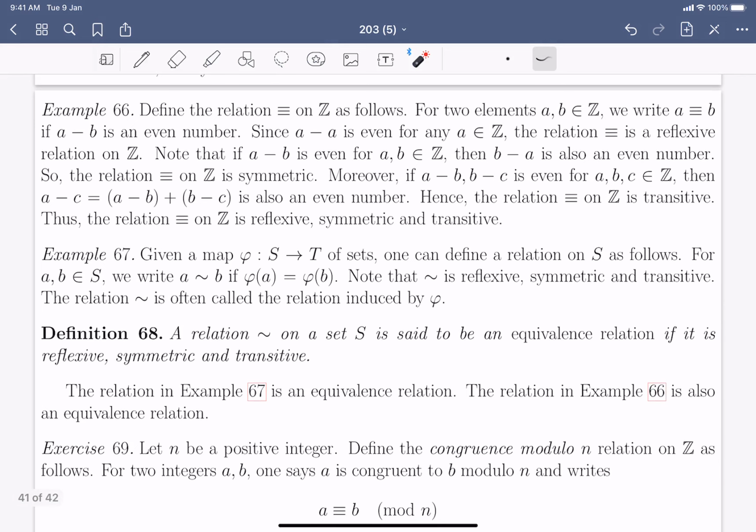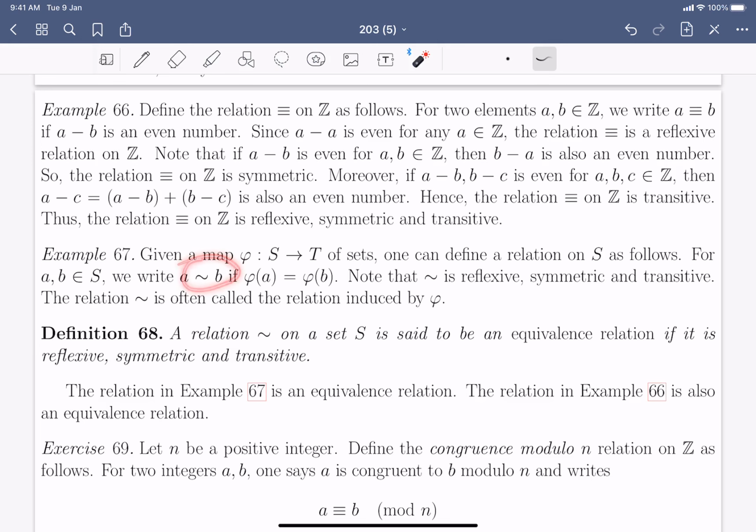Here is another way to get an equivalence relation on a given set. If you have a set S, and a map phi from S to T, then look at its fibers. Given two elements A and B, you say that A is related to B if they have equal images. Thanks to such a definition, it is clear that if A is related to B, that is, phi(A) equals phi(B), then B has to be related to A, because phi(A) equal to phi(B) is the same as saying that phi(B) equals phi(A).